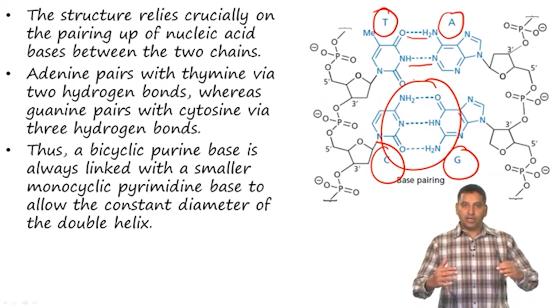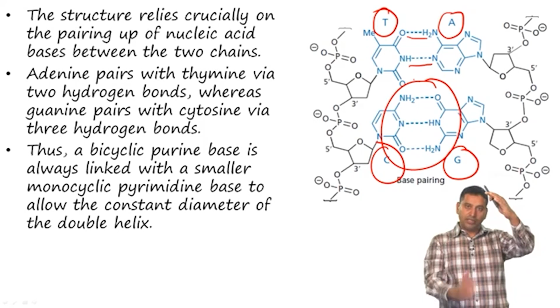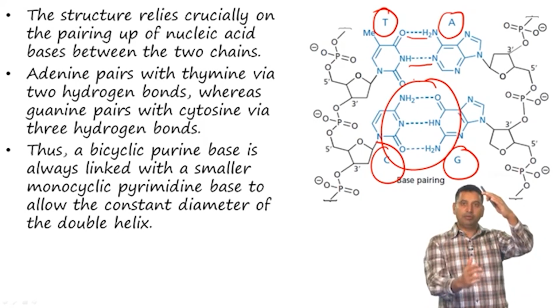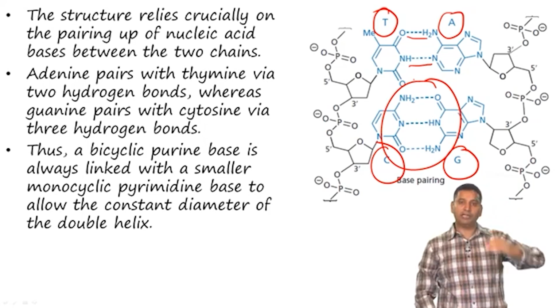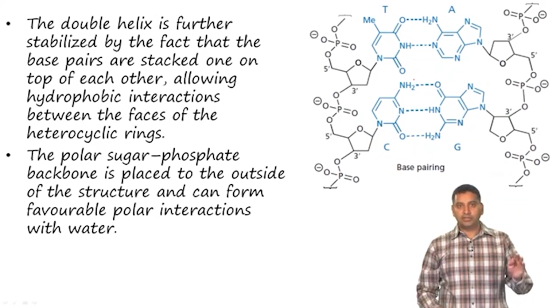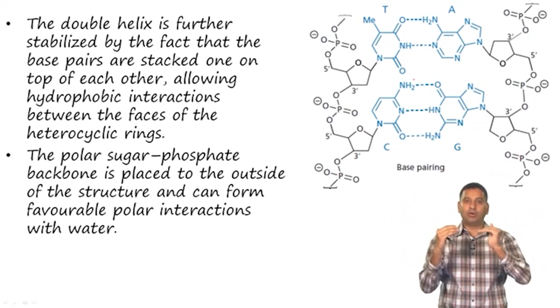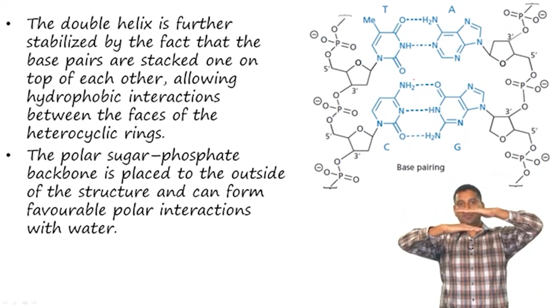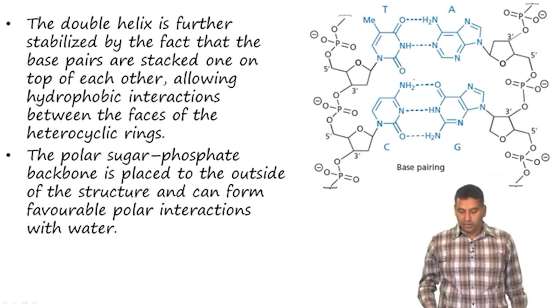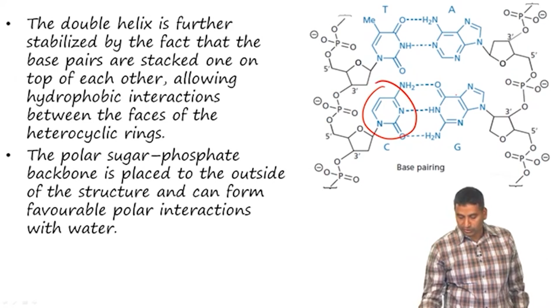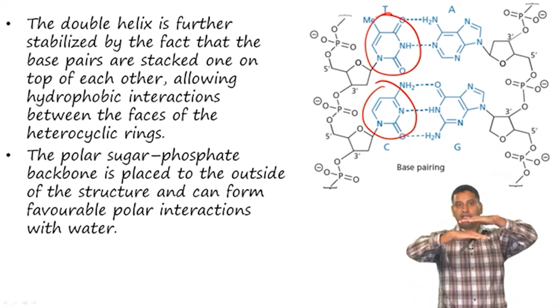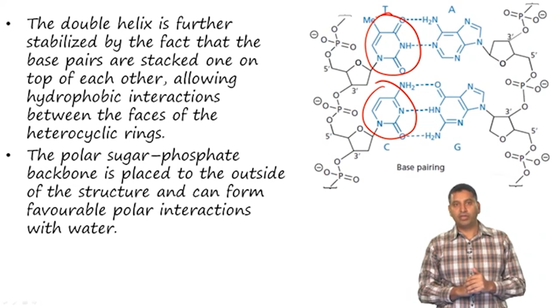And this allows for a constant diameter of the double helix. You can imagine that this bicyclic purine base, once it base pairs, gives a constant diameter of the double helix. The double helix is also further stabilized by the fact that if you imagine one base pairing to the other one like this, and the next one goes this way and the next one goes that way, these base pairs can actually have pi stacking interactions. Here is the base here and here is the base here, and so you can imagine that there can be hydrophobic interactions which occur, which also further stabilizes the double helix.